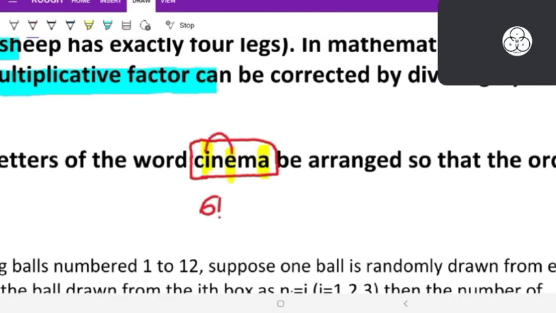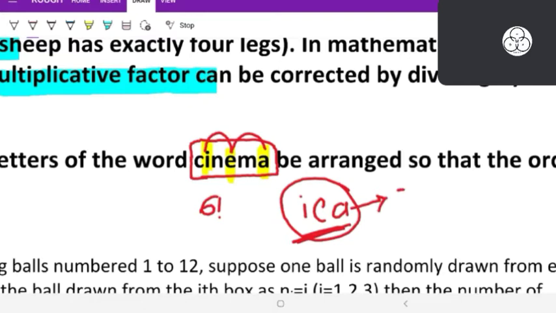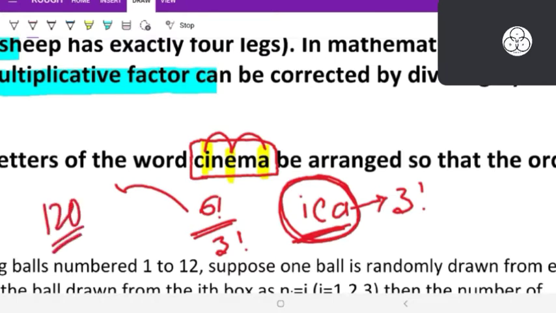Now this 6 factorial includes the different arrangements of I, E, A, but there is only one unique arrangement of IEA, which is IEA only, because vowels are in the same order, but they can be arranged in 3 factorial ways. So we can simply divide the total number of ways by 3 factorial to get the unique arrangement of IEA, which gives us the answer: 6 factorial divided by 3 factorial is 120. That is the division principle.